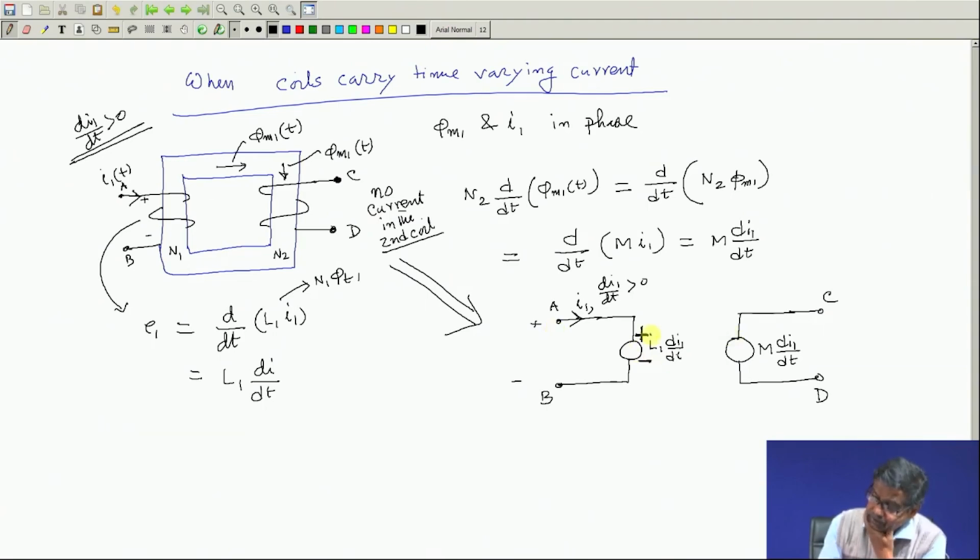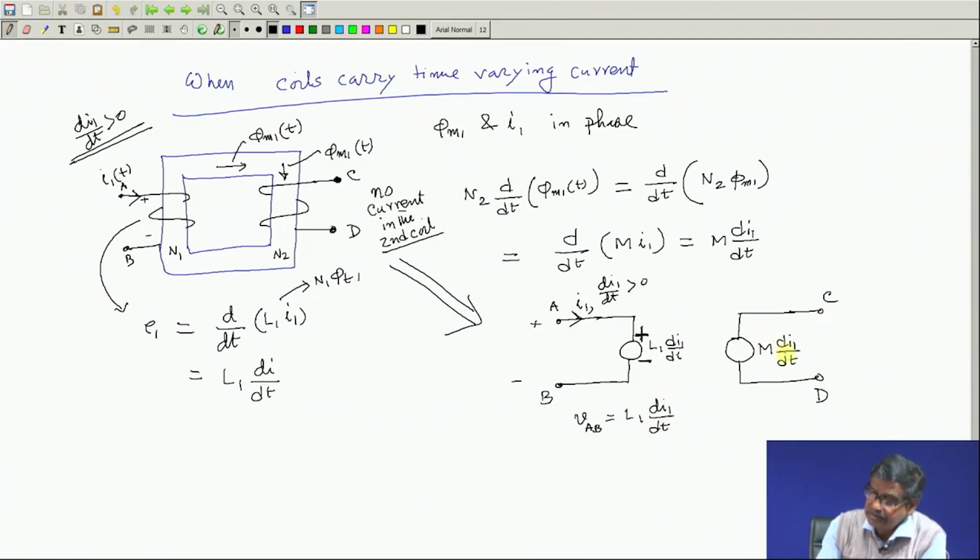Similarly, with this being known, I ask myself: okay, that is fine, then how do I decide about the polarity of the induced voltage? So, V AB is equal to L1 dI1/dt, that is fine.